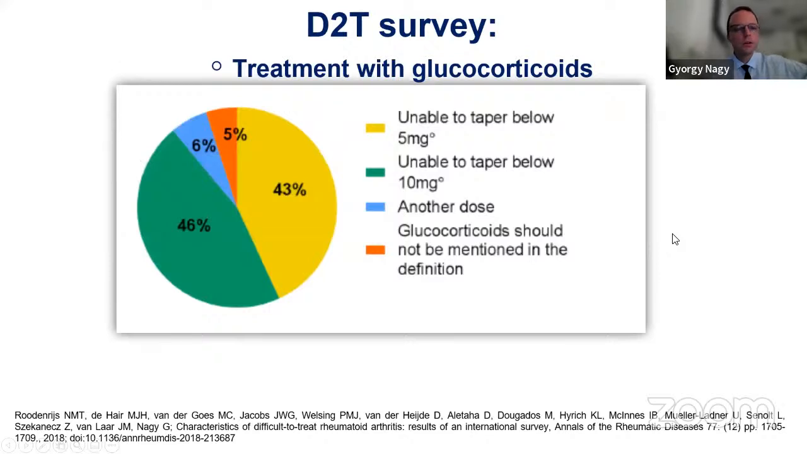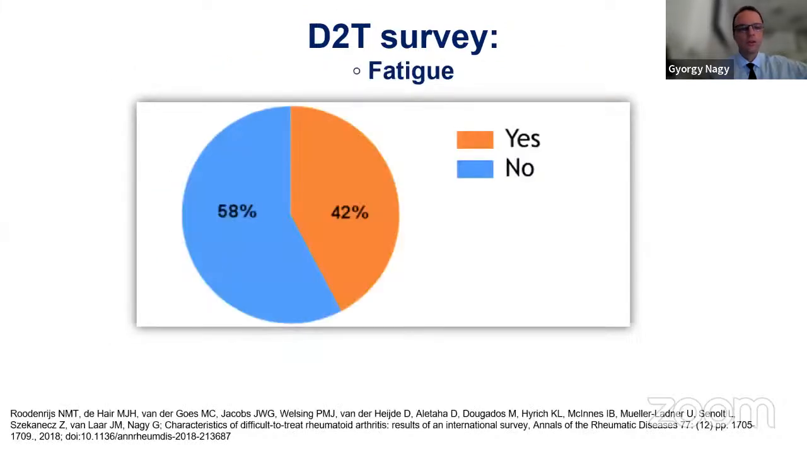We also asked about treatment with glucocorticoids, if it should be included in the definition or not. Here again we had several options, and the most selected one was unable to taper below 10 milligram methylprednisolone or equivalent, or unable to taper below 5 milligram. Some colleagues suggested to use another dose or not to mention it in the definition. But as you see, most colleagues suggested to include the dosage of glucocorticoids in the definition of difficult to treat rheumatoid arthritis.